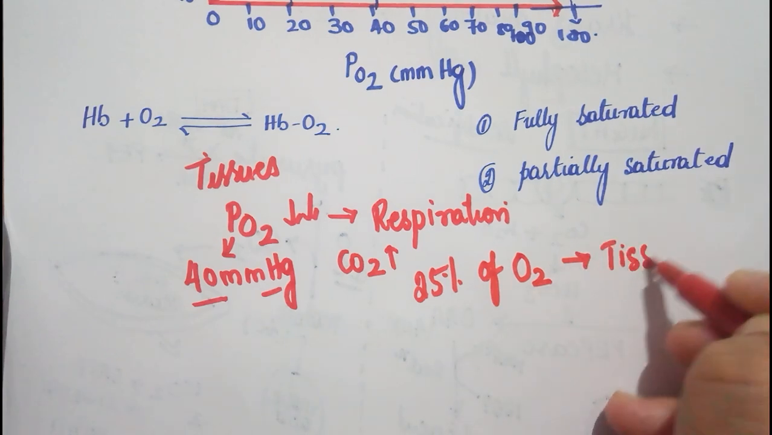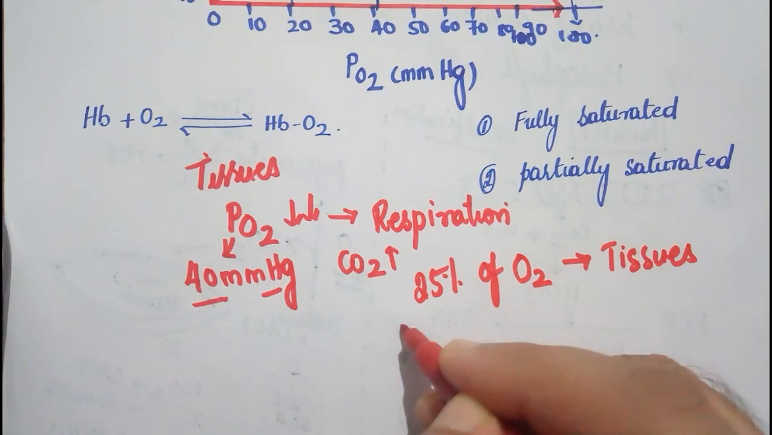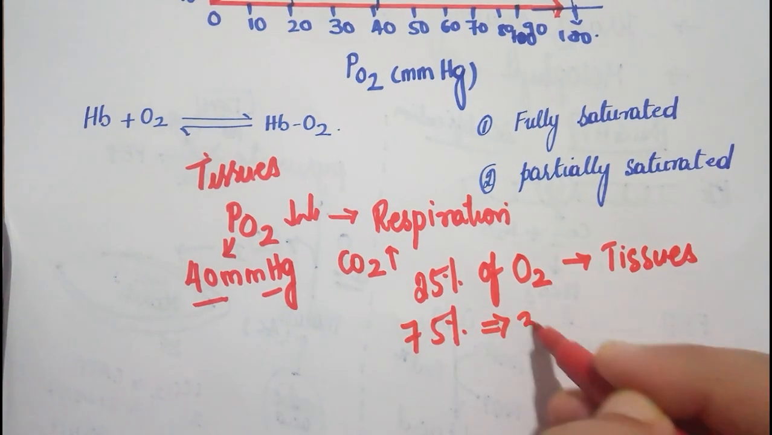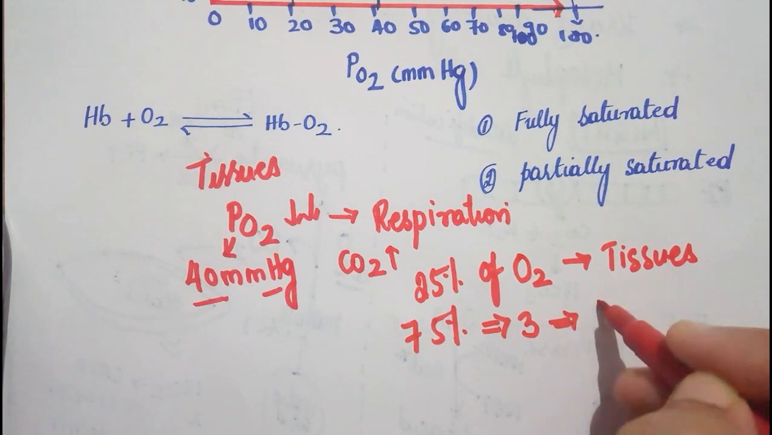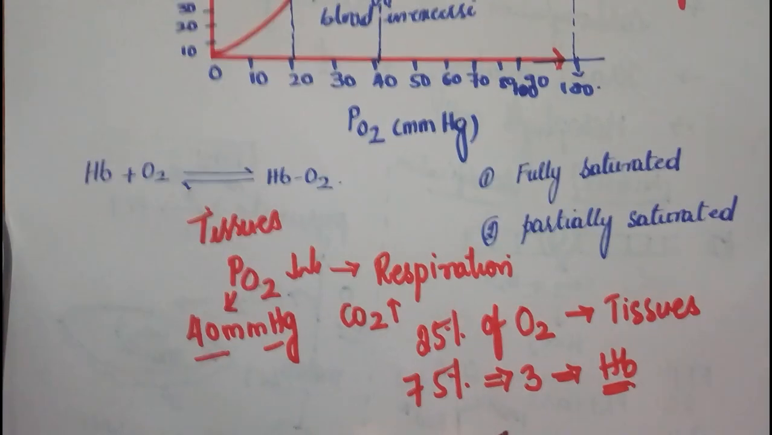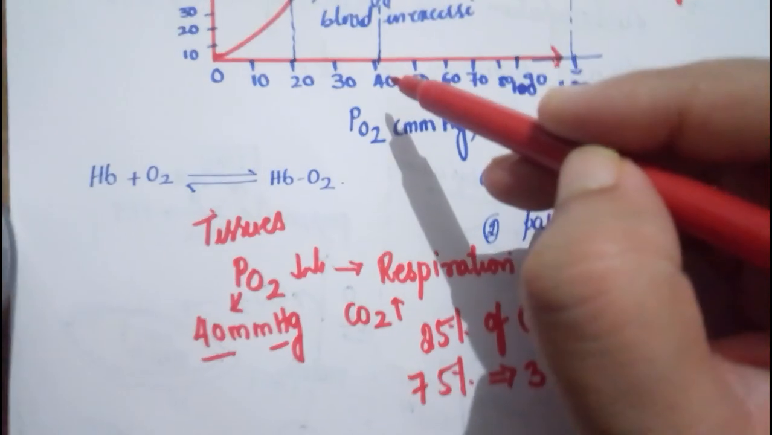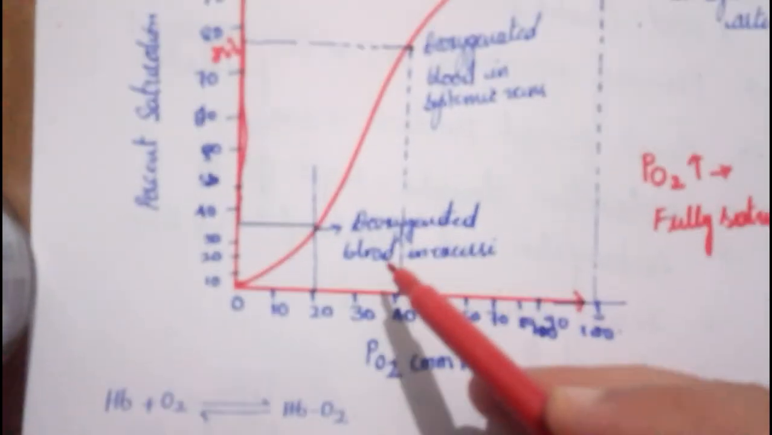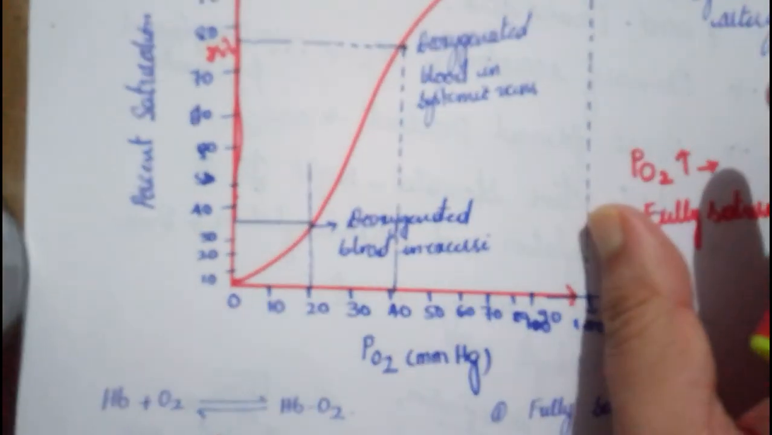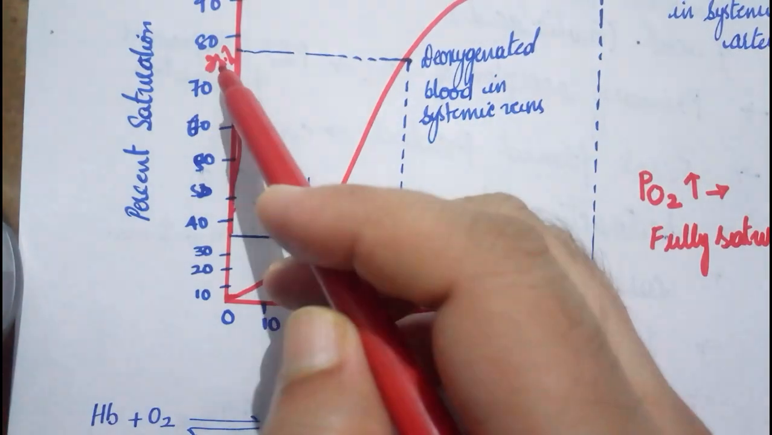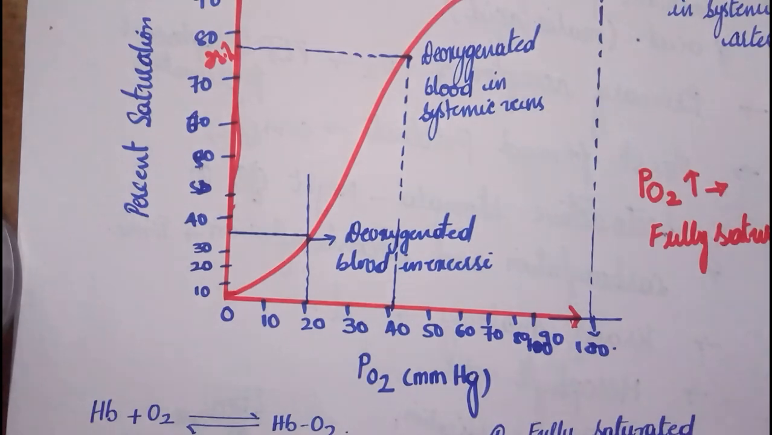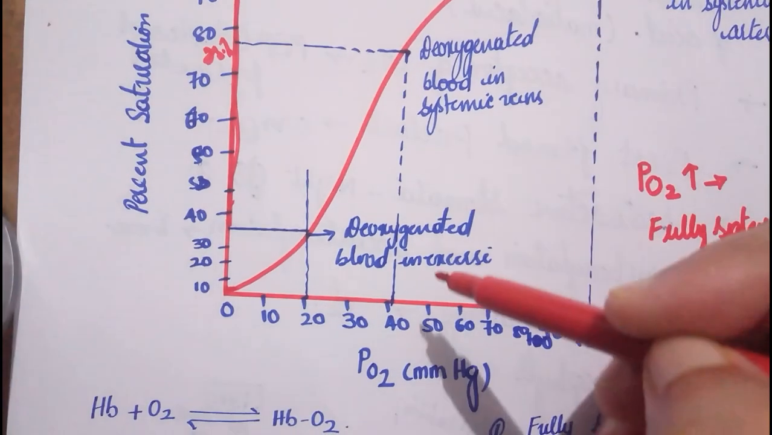are given to the tissues. Okay, 75% of the oxygen molecules, that is 3 oxygen molecules, are still there with the hemoglobin itself. So even at low partial pressures like 40 millimeters of mercury, the saturation of hemoglobin is still 75%. Hemoglobin is 75% saturated even at the partial pressure of 40 millimeters of mercury.